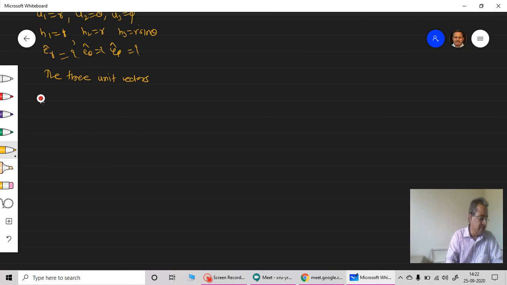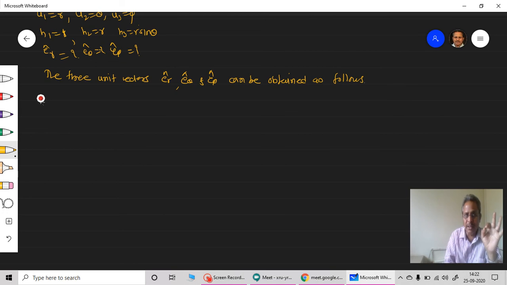Okay, so these 3 vectors, this er cap, eθ cap and eφ cap can be obtained as follows. Now see, in the earlier system we have taken e1 cap is i, e2 cap is j, e3 cap is k. That requires no calculation at all, because already we have known that i, j, k are 3 mutually perpendicular unit vectors for the Cartesian coordinate system. So we have directly taken it there.